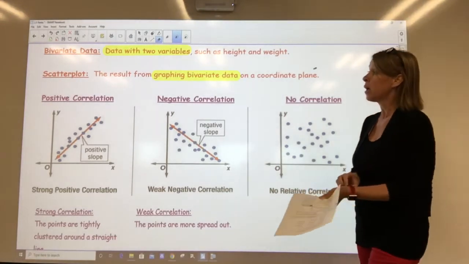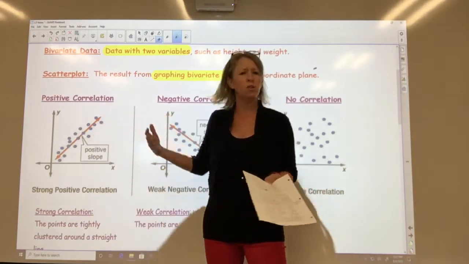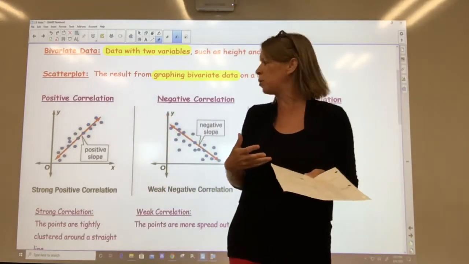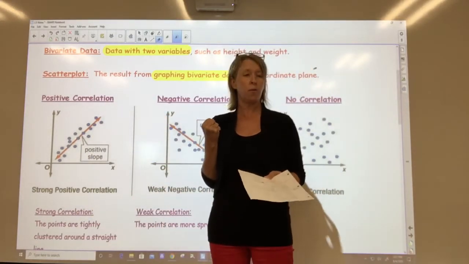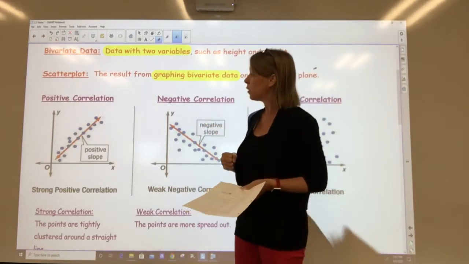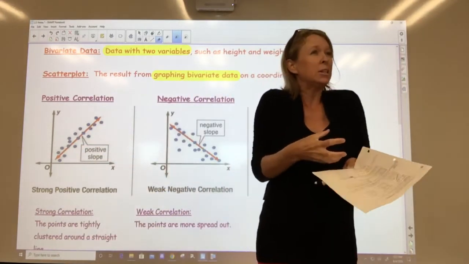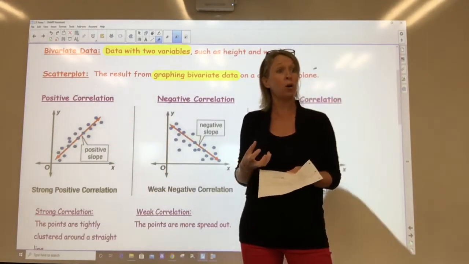Okay, the other thing that we often talk about when we talk about the correlation, which is really just a fancy word for the relationship of two variables, is the strength of the relationship between the two variables, or the strength of the correlation. The closer you see your points clustered together in a straight line, the stronger that correlation is.